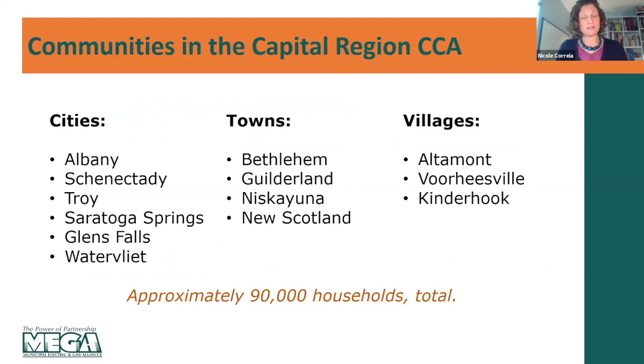There are currently 13 communities participating in the Capital Region CCA. We have the cities of Albany, Schenectady, Troy, Saratoga Springs, Glens Falls, and Watervliet, the towns of Bethlehem, Guilderland, Niskayuna, and New Scotland, and the villages of Altamont, Voorheesville, and Kinderhook. This brings us to a grand total of approximately 90,000 households. A portion of those are small businesses, which gives us a really strong aggregation to go to the market with, really strong buying power when we issue that RFP. I'm going to turn the presentation over to Katy now, who will talk a little bit more in detail about what this means for you and your electric bill.